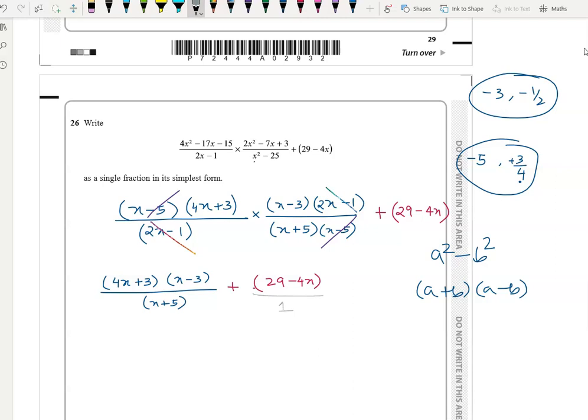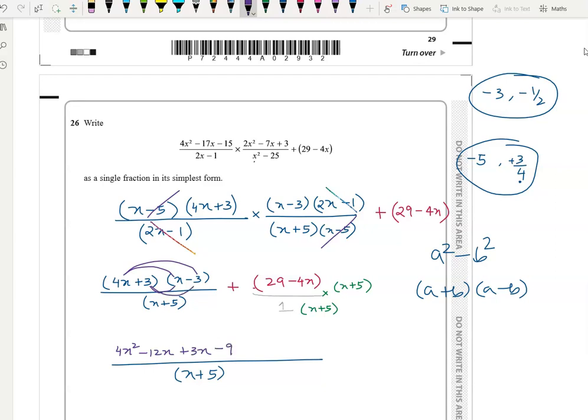Now the two we cannot combine because the denominators are not the same. To make it the same, for the second fraction we need x plus 5, so multiply both by x plus 5. Now the denominators are the same. So write here a common denominator and simplify the numerator. These two brackets you have to multiply and these two you have to multiply. So 4x into x, you get 4x square. 4x times minus 3, minus 12x. 3 times x is plus 3x. 3 times minus 3 is minus 9.